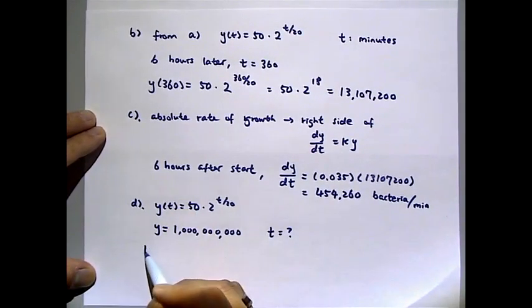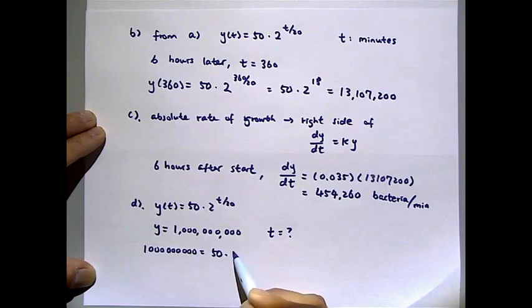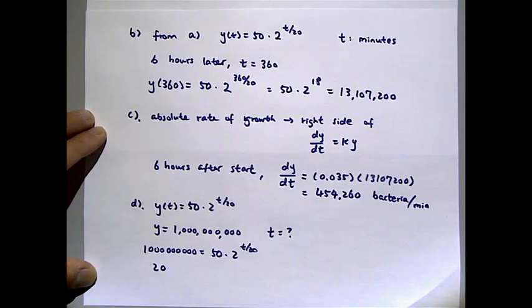Plug it in. 1 with 9 zeros equal to 50 times 2 to the power of t over 20. Divided by 50, and I get 2 with 7 zeros after that. 1, 2, 3, 4, 5, 6, 7. It's whatever this divided by 50 is. It's that number.